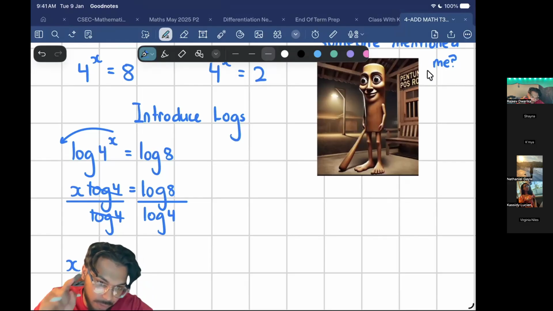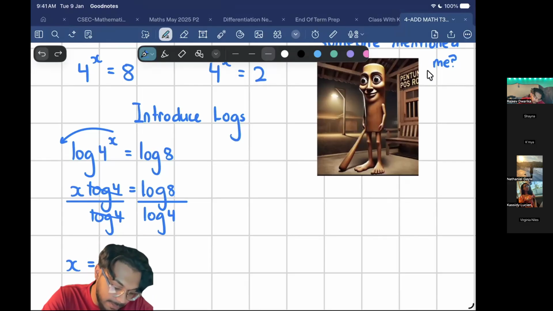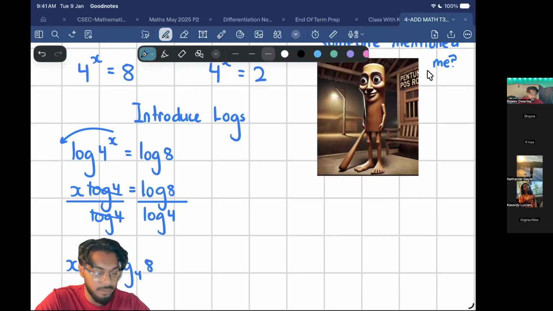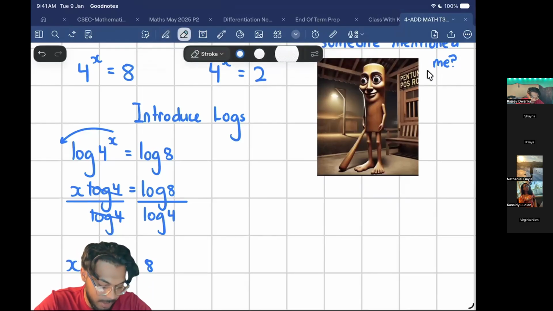A lot of y'all wouldn't know this, but another way you could write this answer is as log base 4 of 8. That's the change of base formula. You learn it more in Unit 1 Pure Math. We learn this in school.